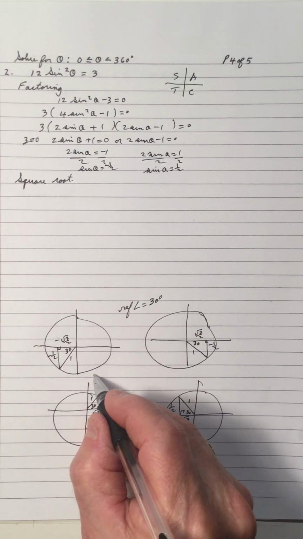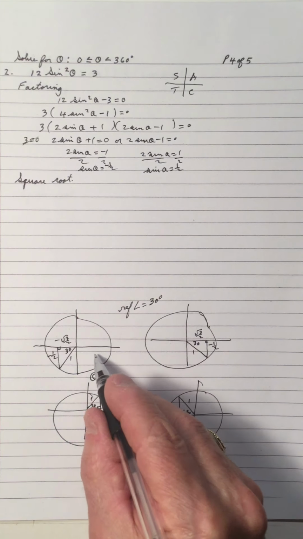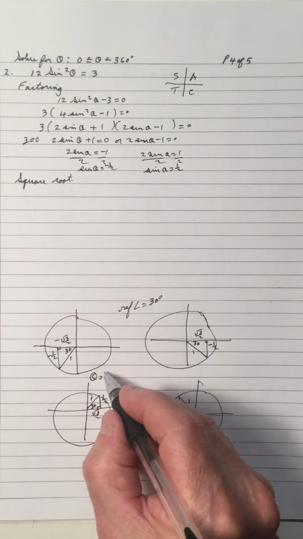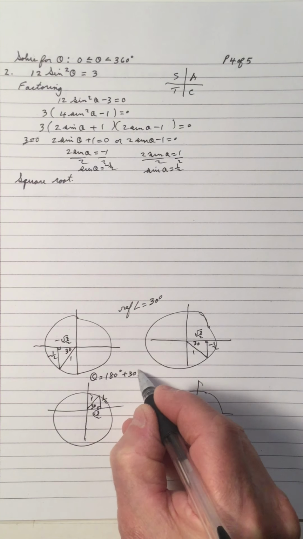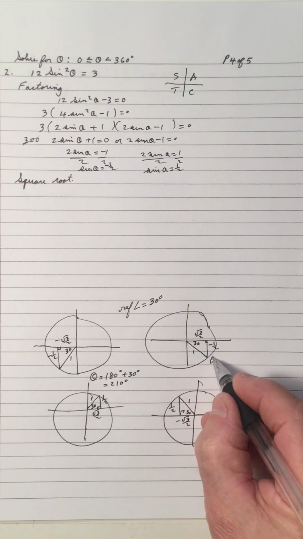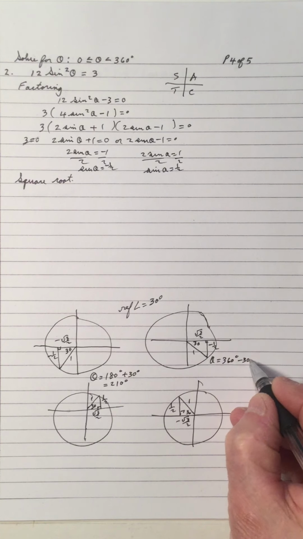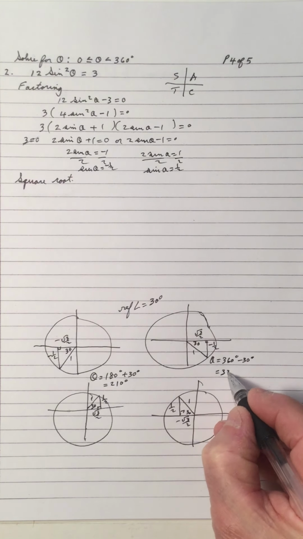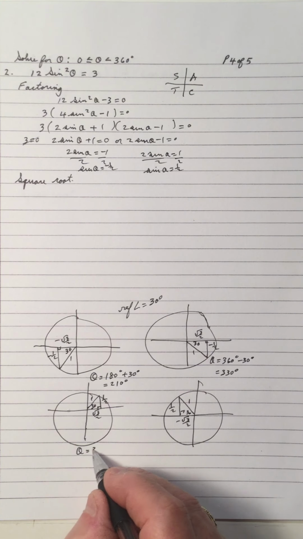So in the first quadrant, theta, first quadrant. In the third quadrant, theta is 180 plus the reference, so it's 210. In the fourth quadrant, theta is 360 minus the reference of 30, so it's 330. And in the first quadrant, theta is the reference angle of 30.